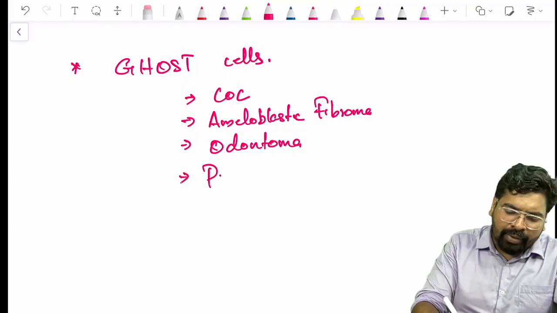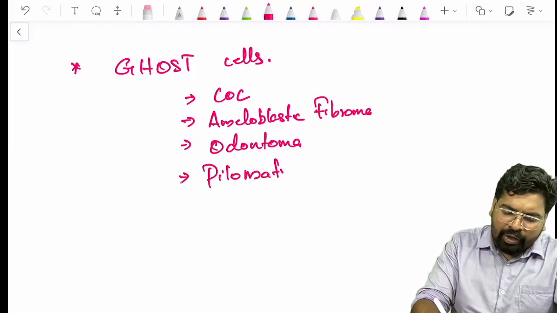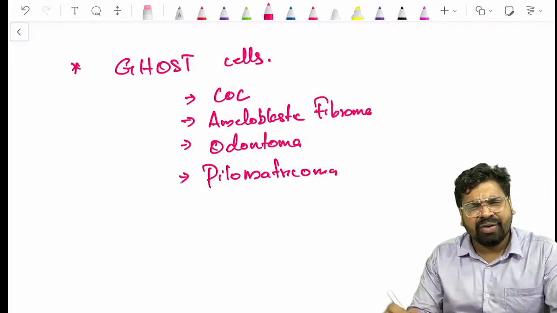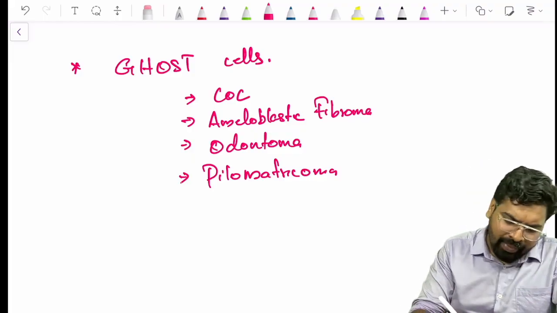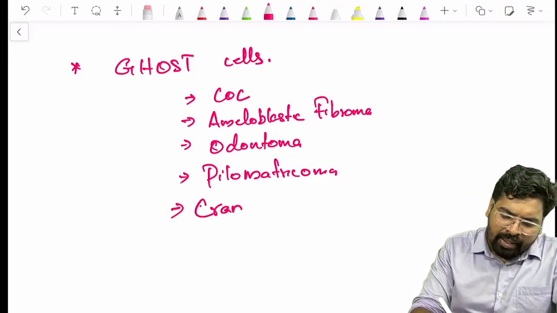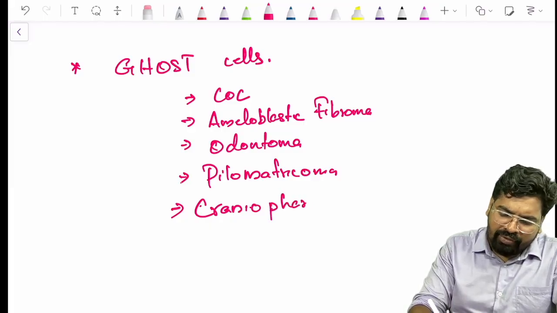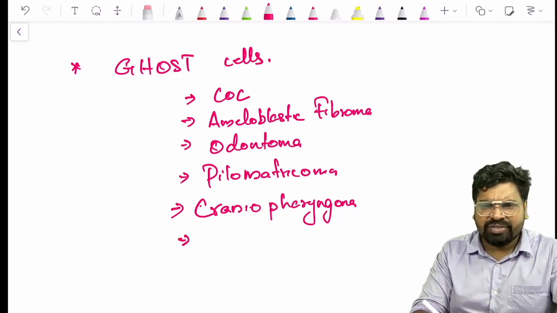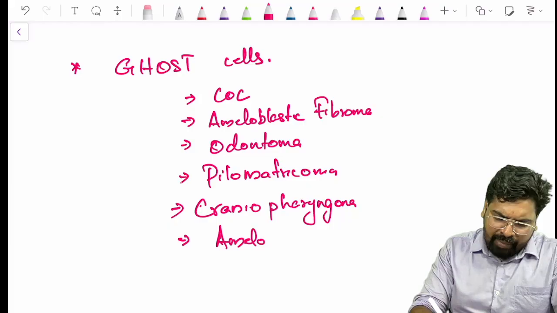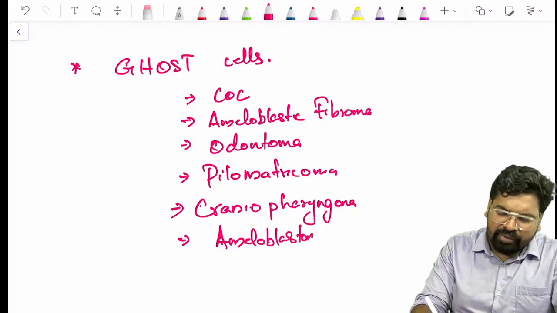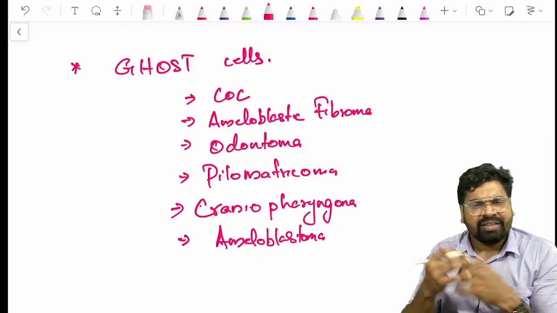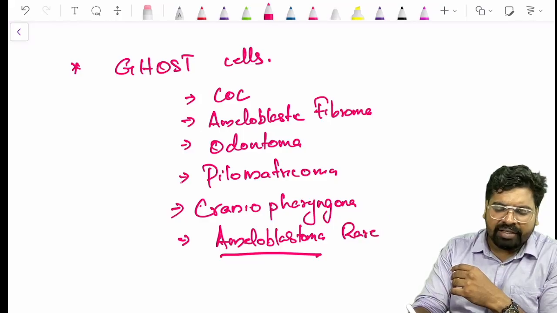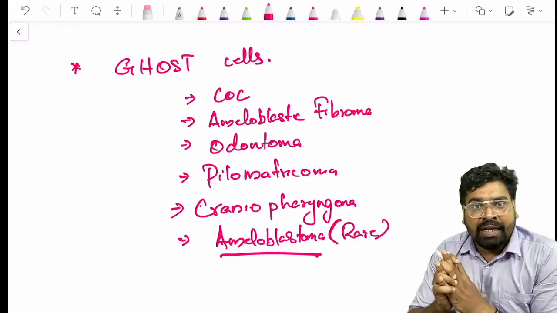In pilomatricoma, which is a tumor of the skin appendages, it doesn't matter, but you should know pilomatricoma. In craniopharyngioma, you can see them, and even certain textbooks say that ameloblastoma can also show these ghost cells. It is very rare to see ghost cells in ameloblastoma. It's a rare possibility, but certain textbooks say that there are ghost cells in ameloblastoma.